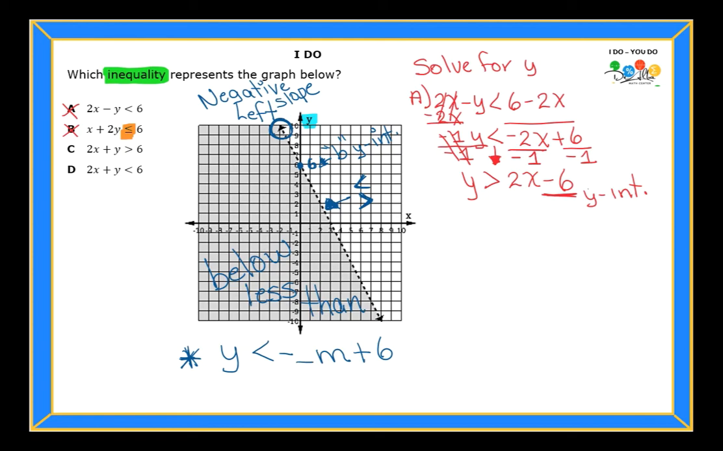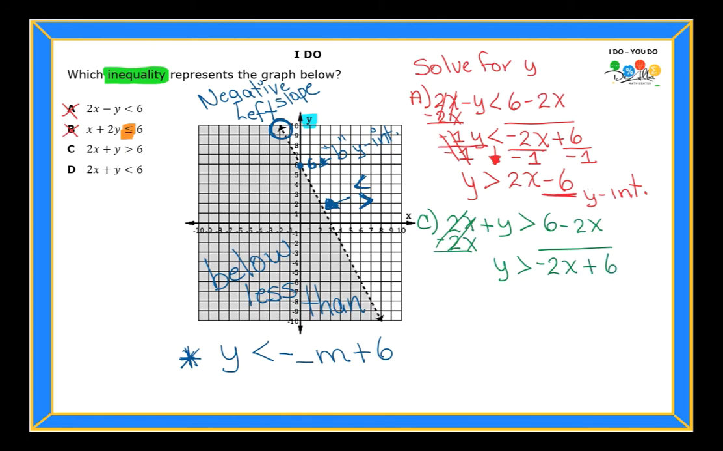How about C? And I'm going to write down C right here. So C is 2x plus y greater than 6. We're going to follow the same steps. I need to get rid of the 2x's. So I'm going to remove or take away 2x's on both sides. The 2x's cancel each other, and I ended up with y greater than, and I'm going to switch my terms again. And this is what I got.